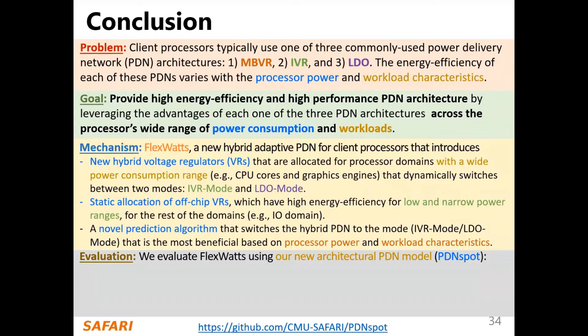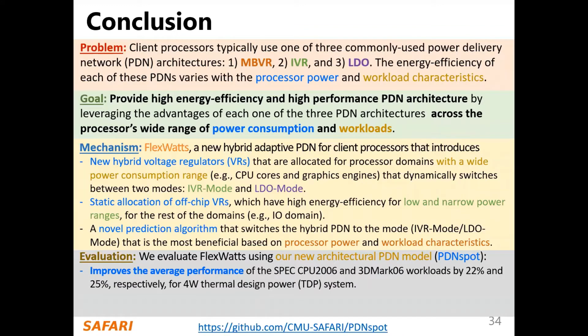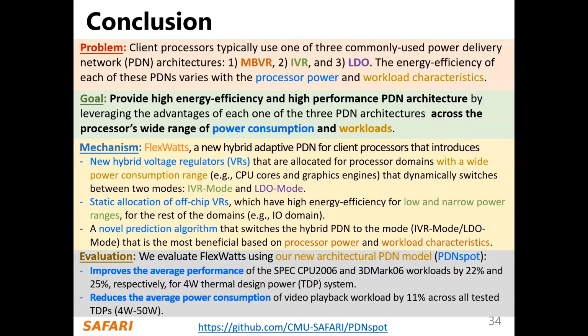We evaluate FlexWatts using our new architectural PDN model, PDN spot. FlexWatts improves the average performance of SPEC CPU 2006 and 3DMark workloads by 22% and 25% respectively for a 4-watt thermal design power system, and FlexWatts reduces the average power consumption of video playback workloads by 11% across all tested TDPs.